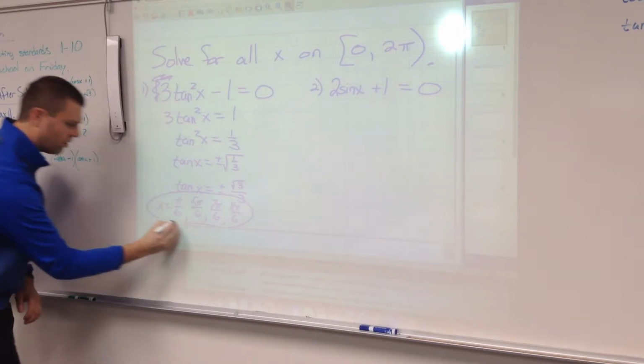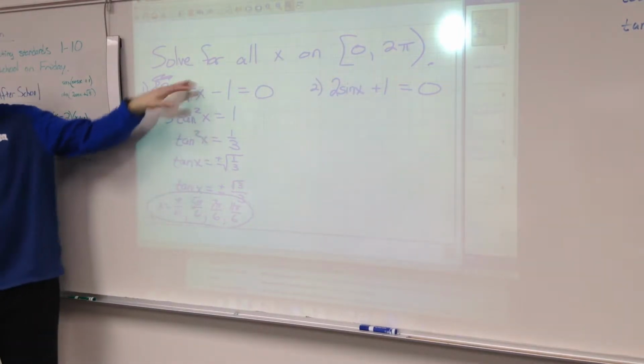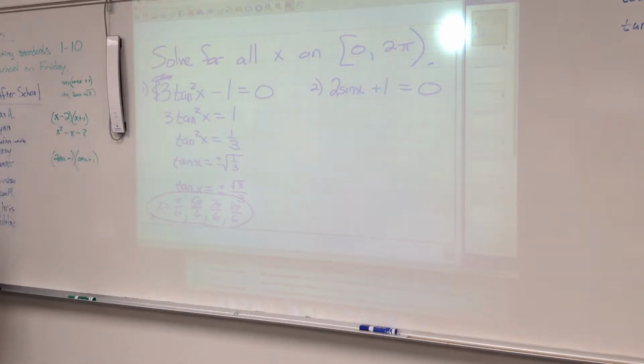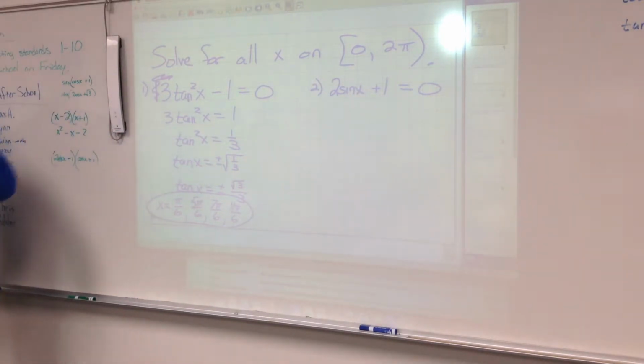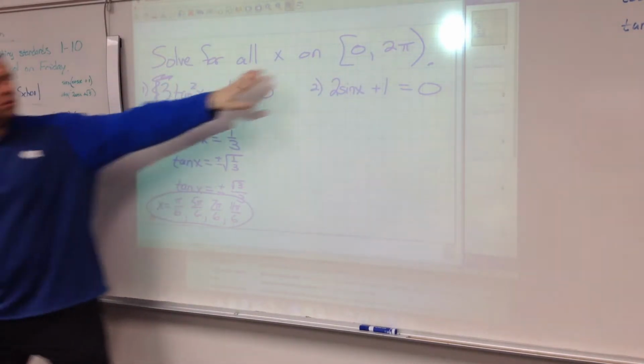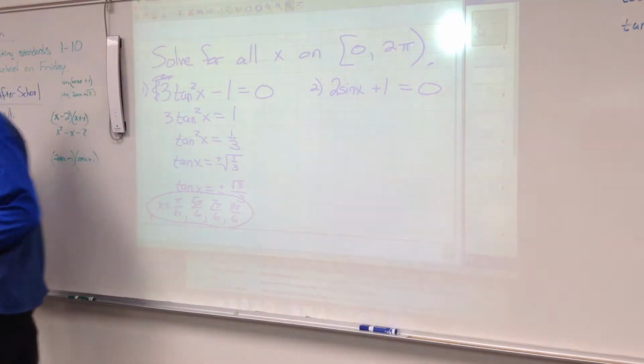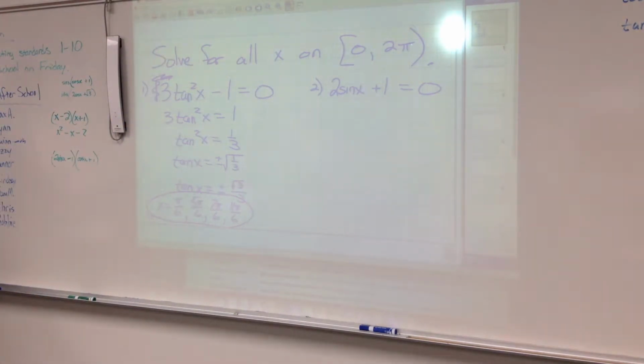Every single one of those answers would satisfy this equation. Obviously you can keep going around the circle more and more, but I only want answers between 0 and 2 pi. Questions on that first one? Any question you have might be a good one.